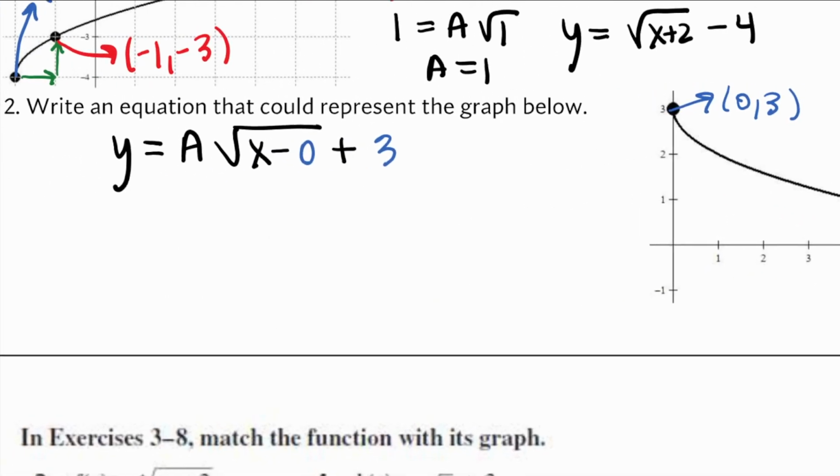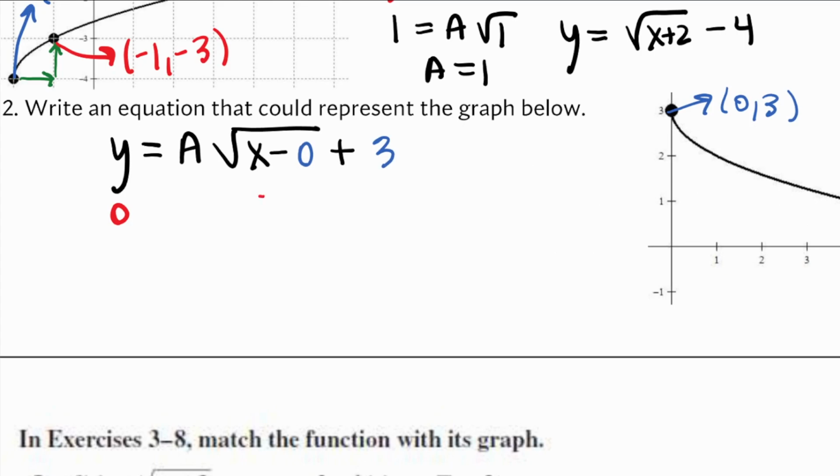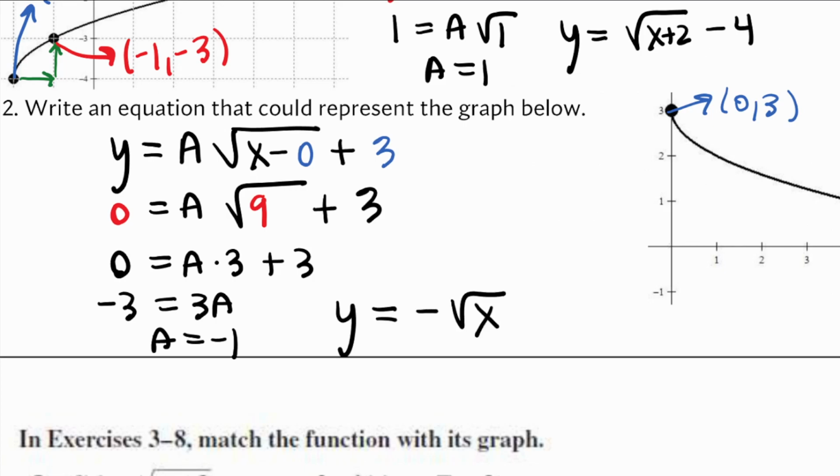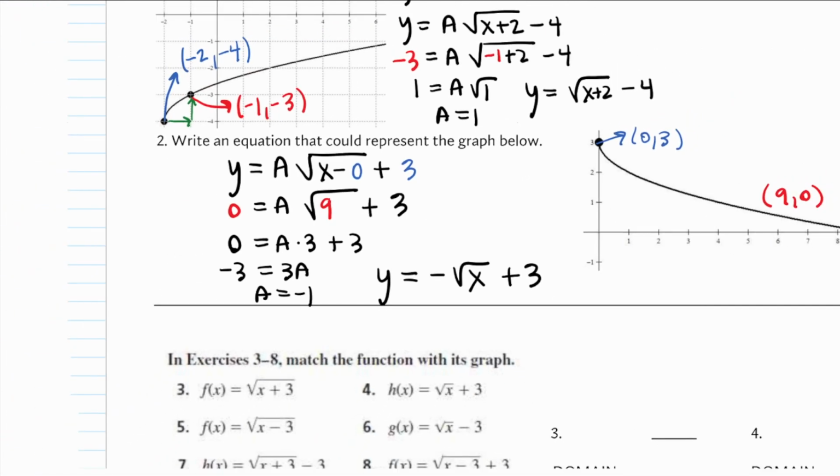Okay, so I'll plug those in. X is 9, y is 0. So 0 is some number times the square root of 9 minus 0 plus 3. Okay. So 0 equals a times 3 plus 3. So I'd say -3 equals 3a, and a is -1. So my equation is y equals negative square root of x plus 3. You can also write that as 3 minus the square root of x, however you want.